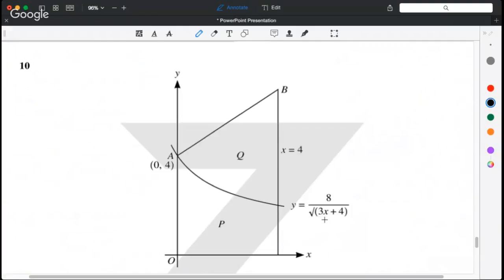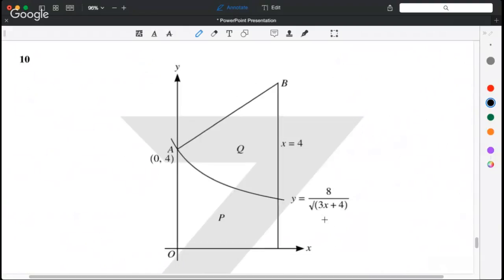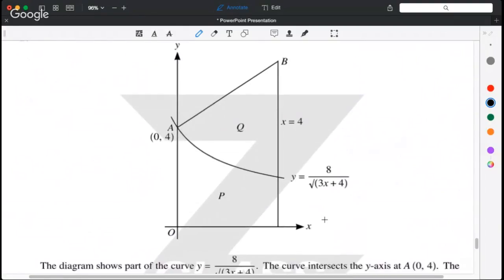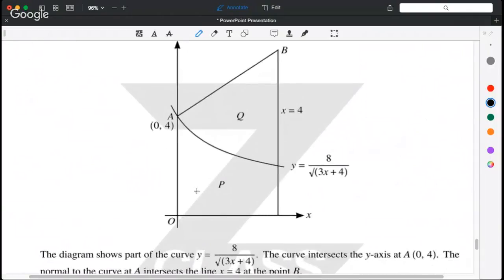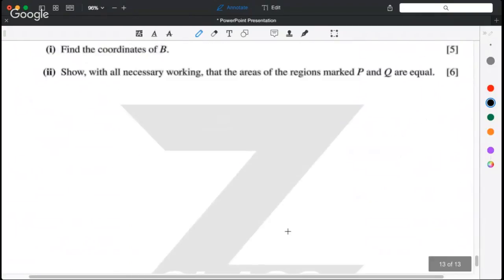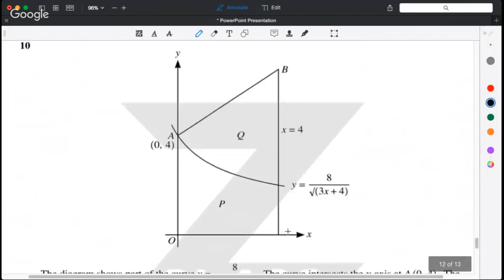Last question. So here we're given a curve. This is an integration question. They're going to ask us to integrate areas and things. Now, that'll be the very final question, so I'll talk to you about that in a second. So we're given 2 straight lines and a curve, like so. Find the coordinates of B.